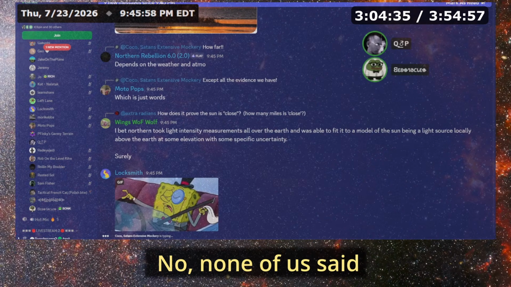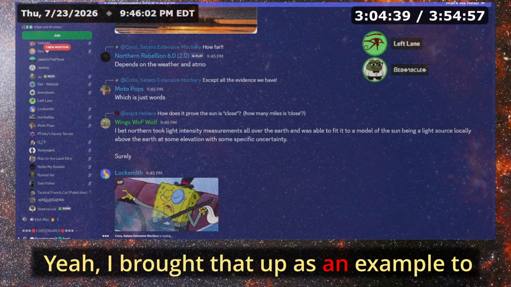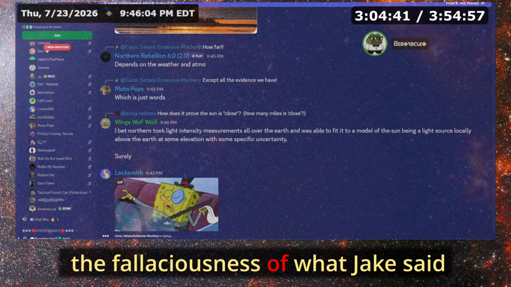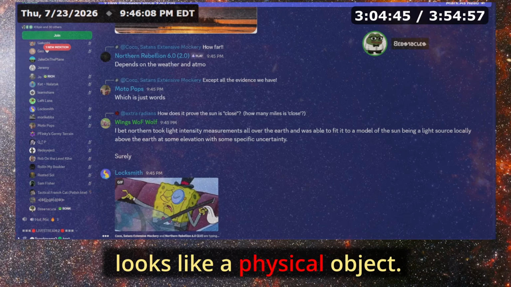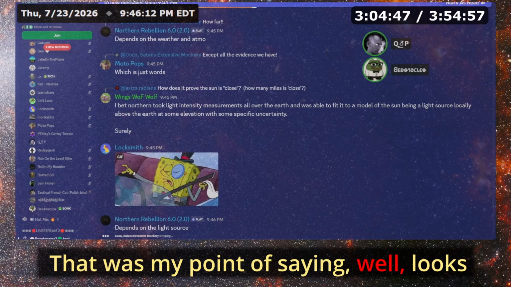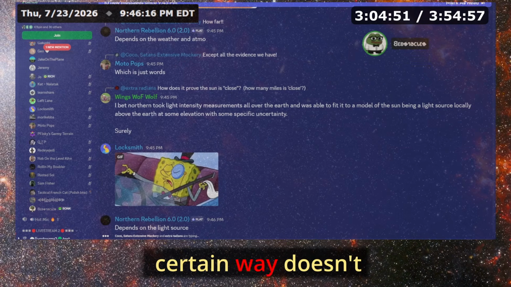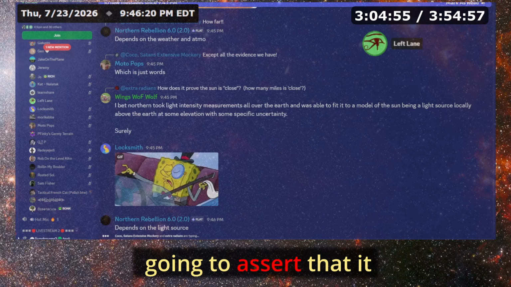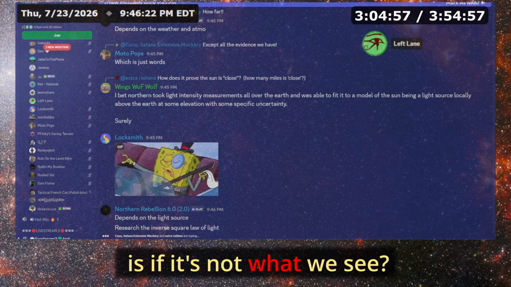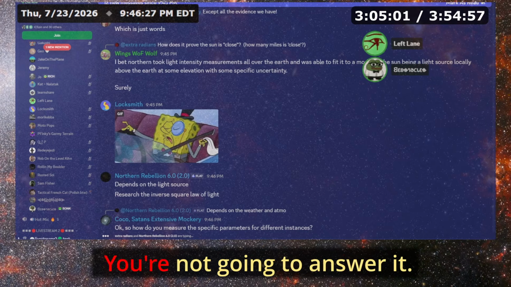No, none of us said it looks flat, so it's flat, dude. Yeah, I brought that up as an example of the fallaciousness of what Jake said about, well, if you look at the moon, it looks like a physical object. That was my point, saying looks can be deceiving, right? Just because it looks a certain way doesn't mean it is a certain way. Well, what are you going to assert that it is if it's not what we see? Again, totally not addressing the point. You're not going to answer it.